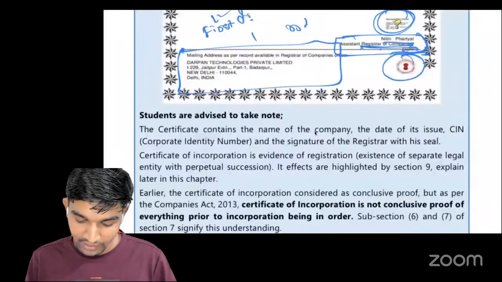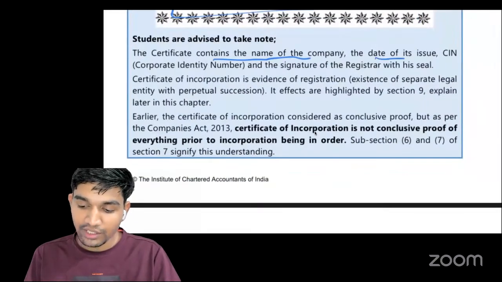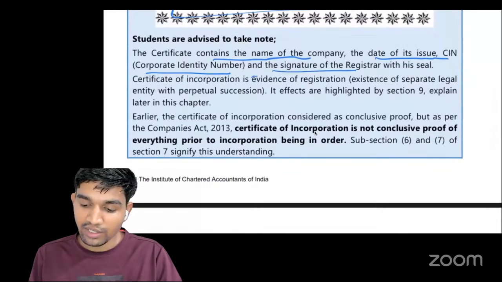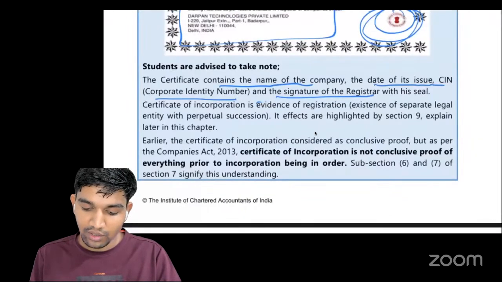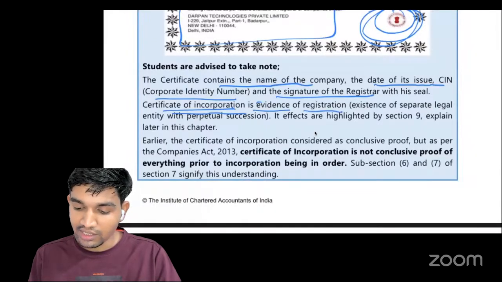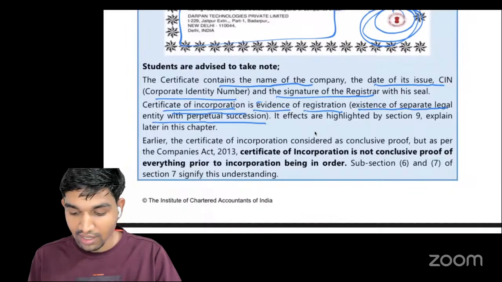Okay, now here they have mentioned the certificate contains the name of the company, the date of its issue, CIN, corporate identity number, and the signature of the registrar with the seal. Here is the seal. The certificate of incorporation is evidence of the registration, the existence of a separate legal entity with perpetual succession. Its effects are highlighted by section 9.